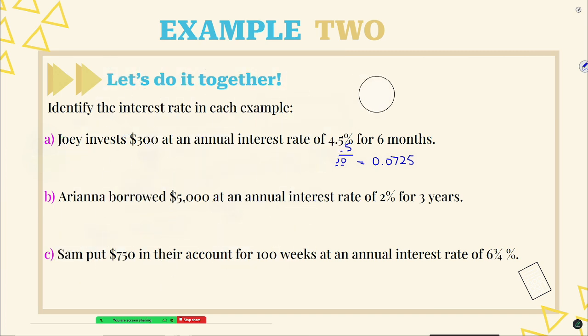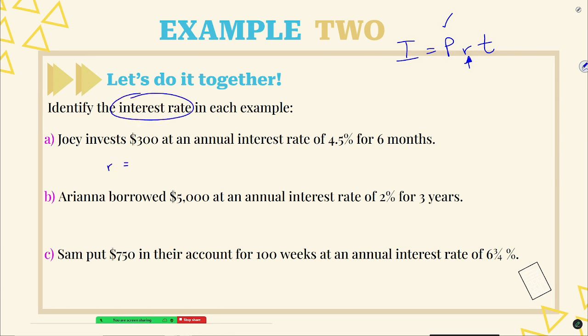Remember our formula: interest equals principal times rate times time. We figured out how to calculate principal. It's simply identifying the amount that is borrowed or invested. Now we need to figure out how to calculate the R in our formula. So let's practice. Same situations. Joey invests $300 at an annual interest rate of 4.5% for 6 months. This time we just need to find interest rate. We're just looking for R.